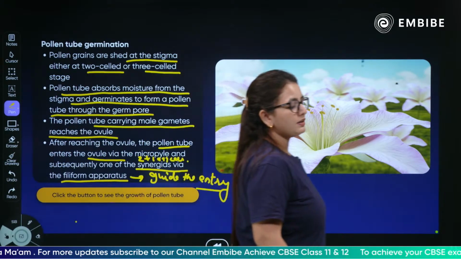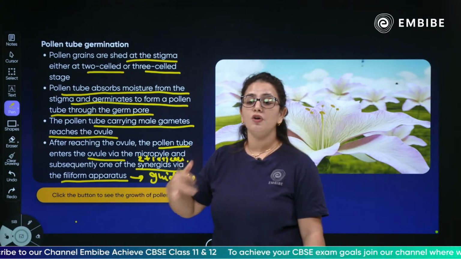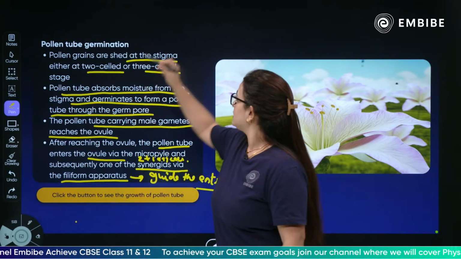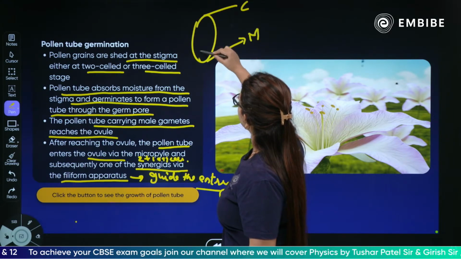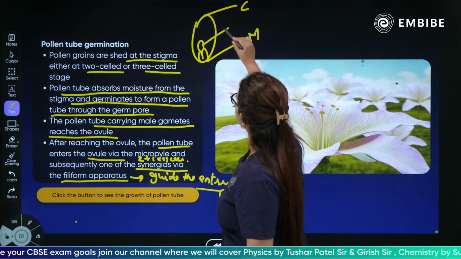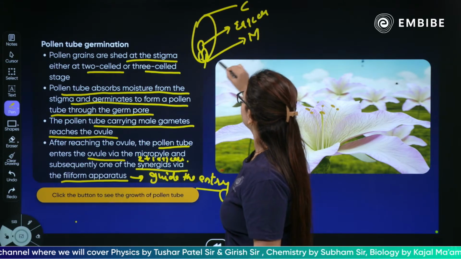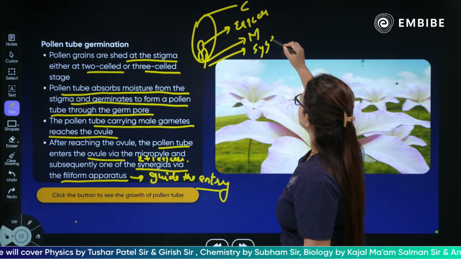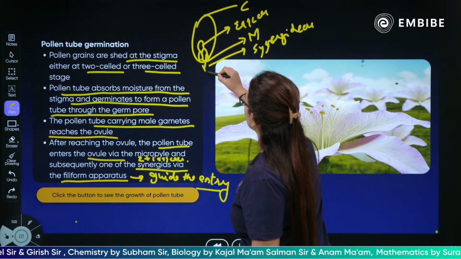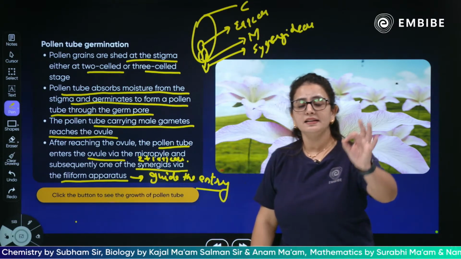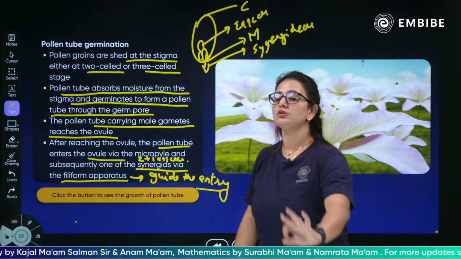So, children, after the pollen tube has reached towards the ovule, it will go via the micropylar region. Yes, this is your ovule, this is your chalazal end, this is your micropylar end, these are your synergid cells, and this is your egg cell. These two are your synergid cells, and there is a filiform apparatus over here which will guide the entry of the pollen tube so it could enter into the ovule.